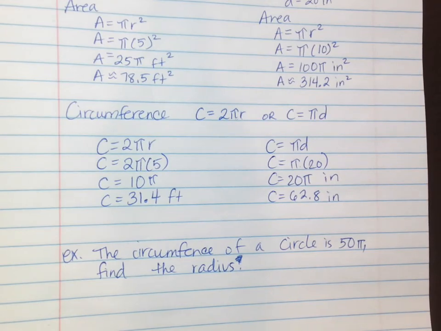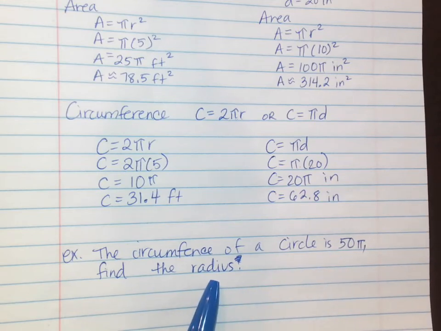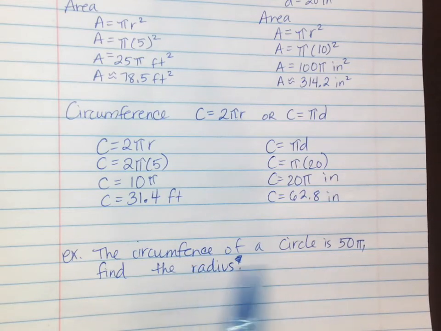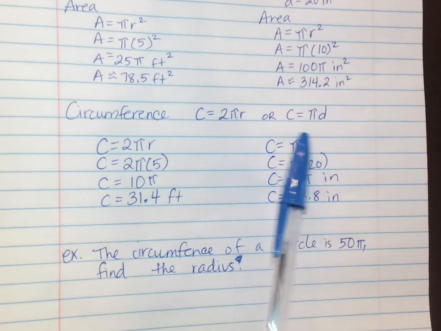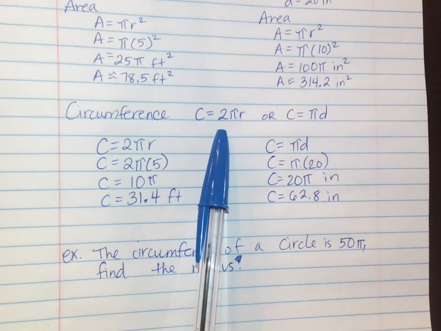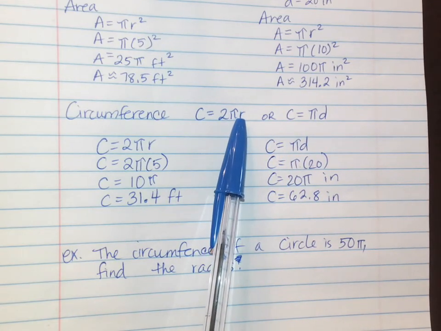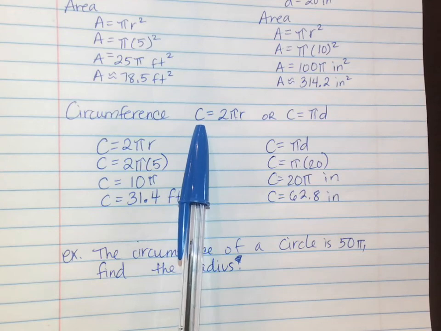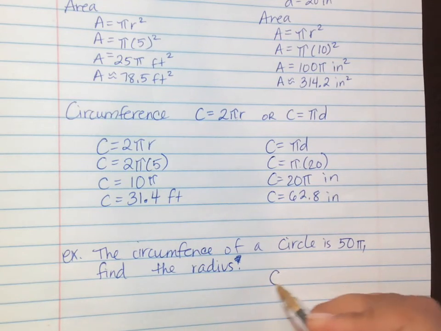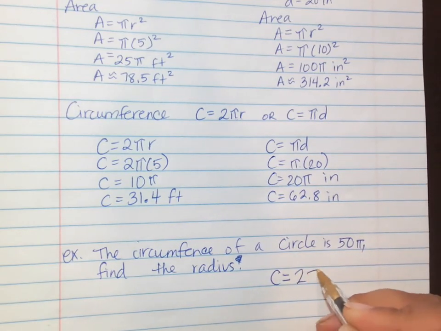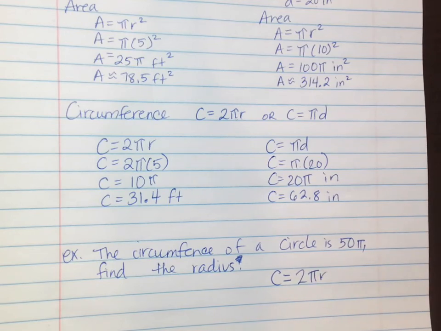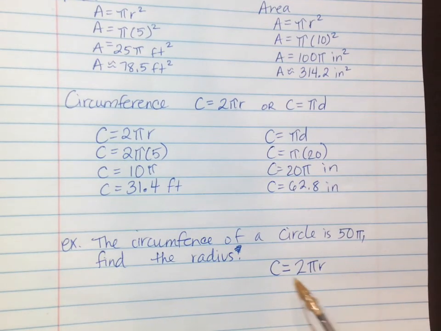So you're going to use the formulas that we talked about. Let's say this one's looking at radius and we know circumference. From these two formulas, this one would be better to use because we're looking for radius and circumference is given to us. So we're going to say C equals 2 pi r, and let's plug in the information we know. We know the circumference is 50 pi.